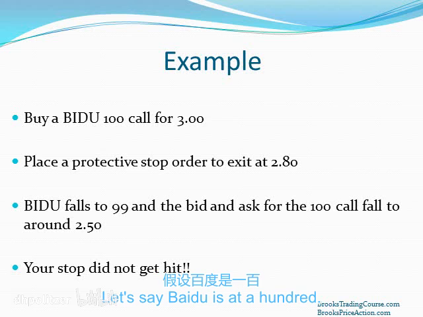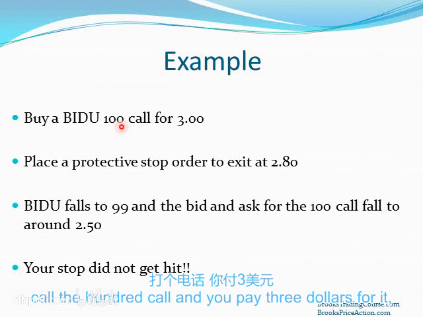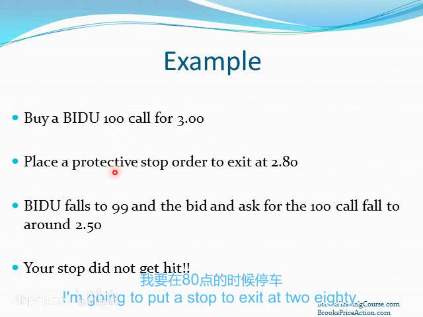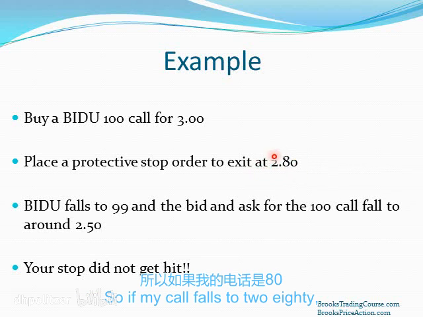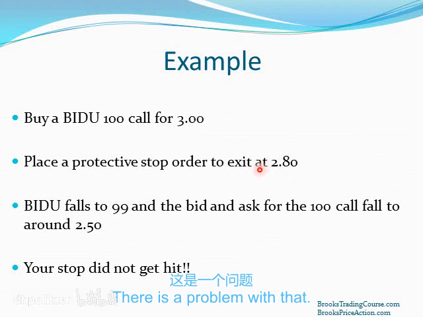Let me give you an example. Let's say Baidu is at 100, and you buy the at-the-money call, the 100 call, and you pay $3 for it. And you say, well, I don't want to lose more than 20 cents. I'm going to put a stop to exit at 280. So if my call falls to 280, I'm going to get out and take a 20-cent loss. There's a problem with that.